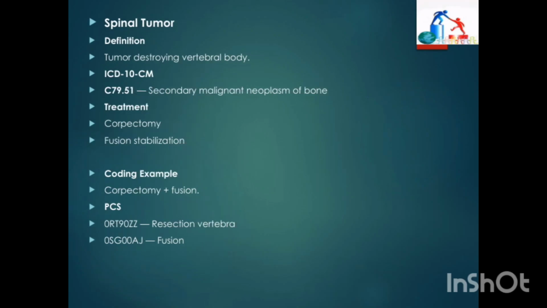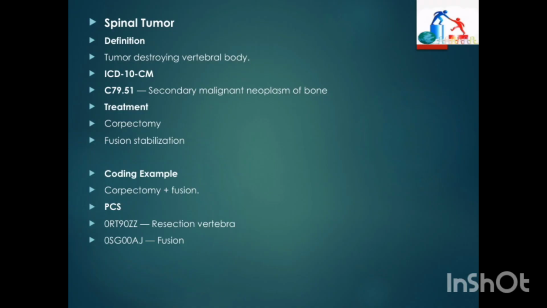Let's take a closer look at spinal tumors, specifically those that involve the vertebral body. When we talk about a spinal tumor, we're referring to a growth that is destroying the vertebral body, which can compromise the stability of the spine. In medical coding, this type of tumor is classified under ICD-10-CM as C79.51, indicating a secondary malignant neoplasm of the bone, meaning it's a metastasis from another primary site. Treatment options for these tumors often involve surgical intervention, with corpectomy being a common procedure. This involves removing the affected vertebral body to eliminate the tumor.